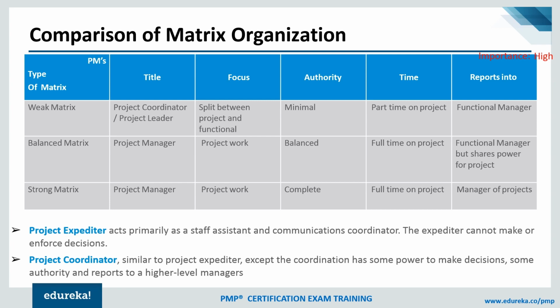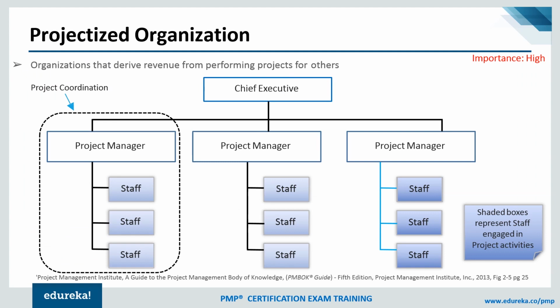Even though he is reporting to the functional manager, he still will be able to take independent decisions for the project. And in the strong matrix, the title is project manager, the focus is project work, and authority is complete. In the balanced matrix it was shared authority, but here it is complete responsibility. He continues to work full-time on the project and reports to the manager of projects, or maybe the director of projects, or maybe some other entity or head of the department of the project, but not to the functional manager. Clear? So this is the difference between these three types of organization.